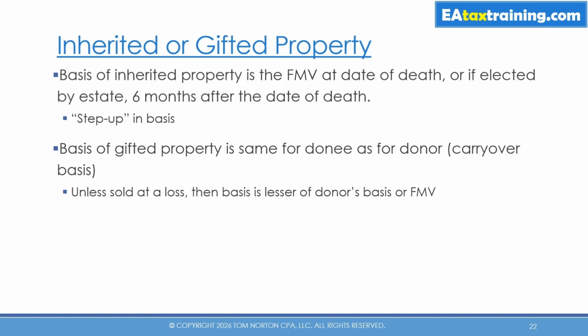Or as it says, the executor of the estate can make an election that says they're going to use the date 6 months after the date of death. But that is not an election that you as the heir get to make unless you happen to be the executor. If you are not the executor, you don't get to decide which date you use. So generally, we're going to use the date of death. But this step up in basis is a good thing for the heir because we're going to contrast that with gifted property.